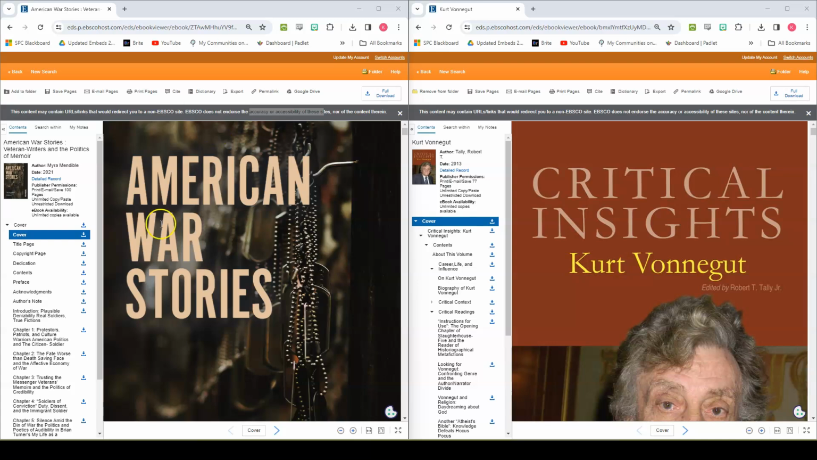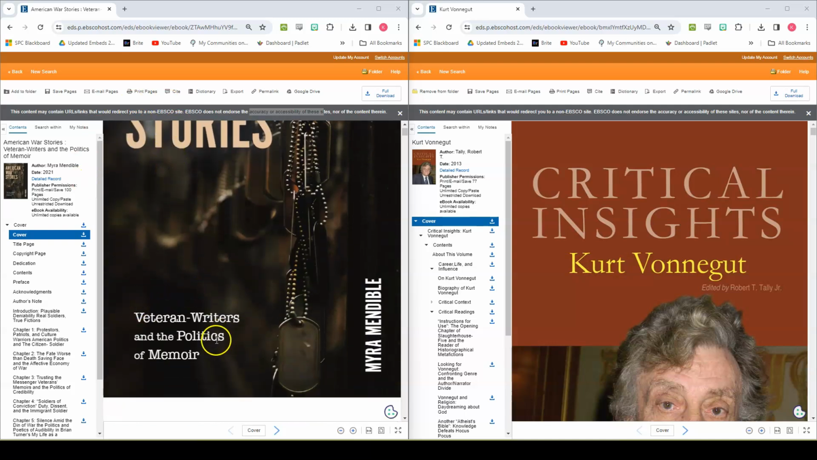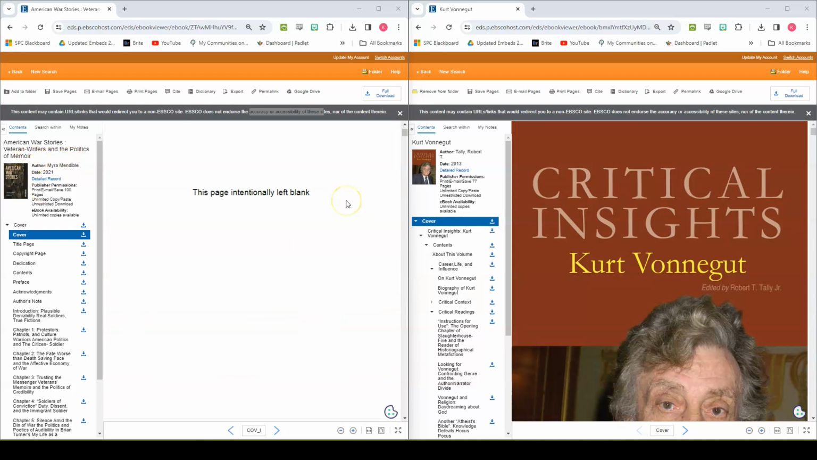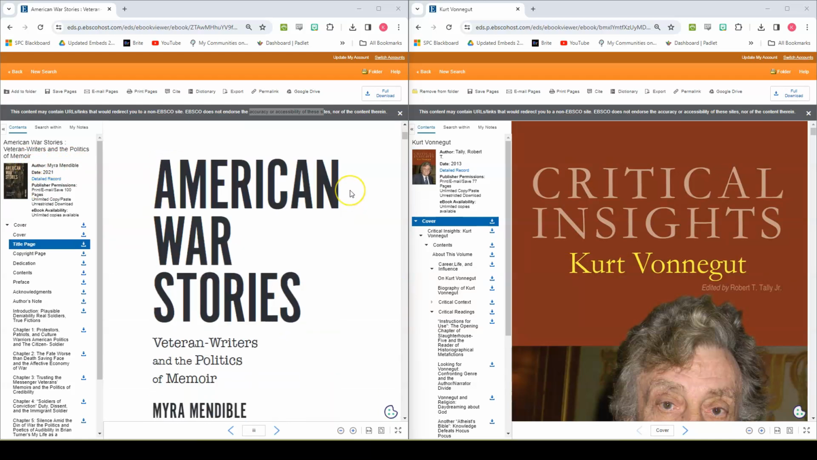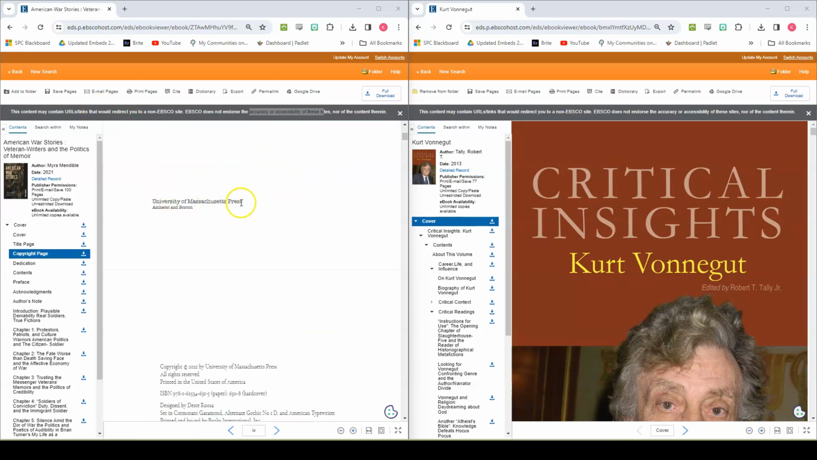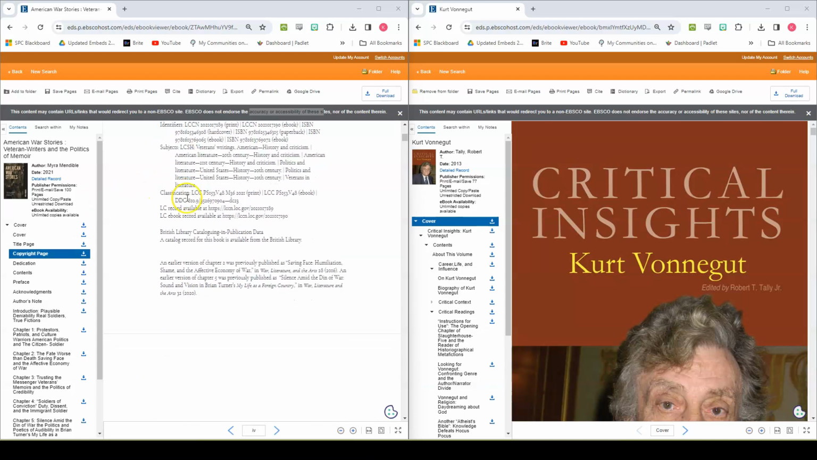So this source on the left, the book is called American War Stories, Veteran Writers, and the Politics of Memoir. And then the author is listed up here. It's Myra Mendable, also listed here. With books and PDF copies, the great thing is that you likely have a title page where you can find that information. You can also find the publisher. This is University of Massachusetts Press. You can find the copyright date. You can find all of that information in the first couple pages of the book.